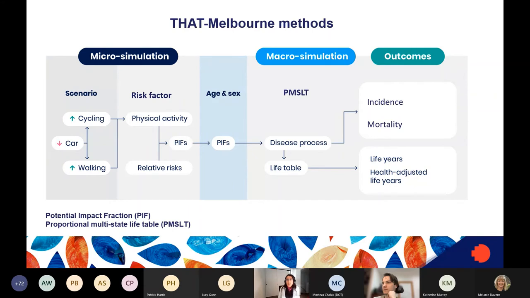And we also calculate health-adjusted life years, which include this component of quality of life, which changes if we have fewer people who are sick. So health-adjusted life years are life years adjusted for that quality. And it's something that we want to improve. We not only want people to live longer, but we want them to live longer and healthier. We also generate outputs from the disease processes, and we give information on the change in the cases of diseases, so that's incidence, and death from diseases, which is mortality.